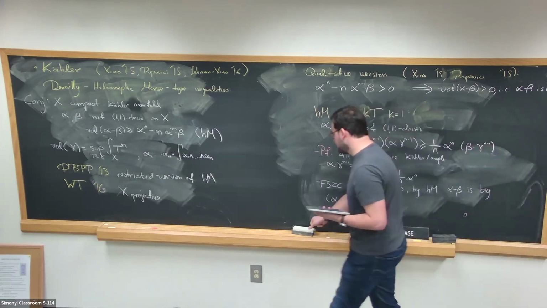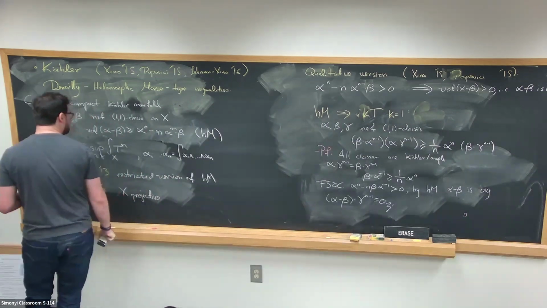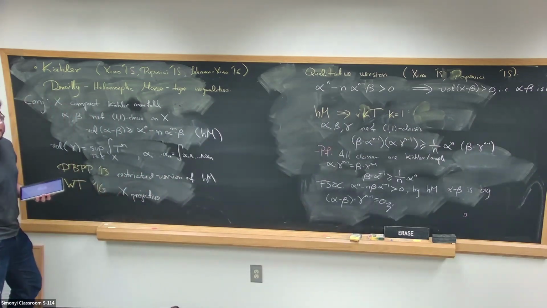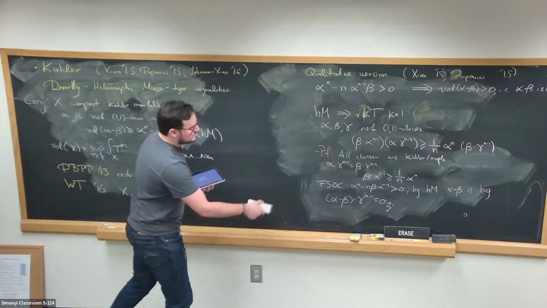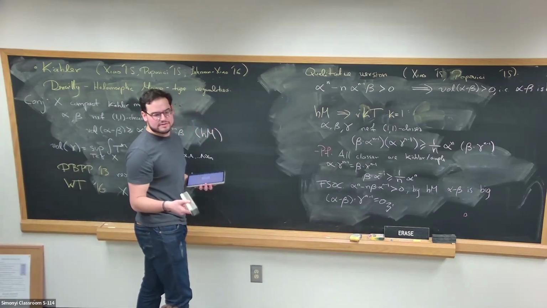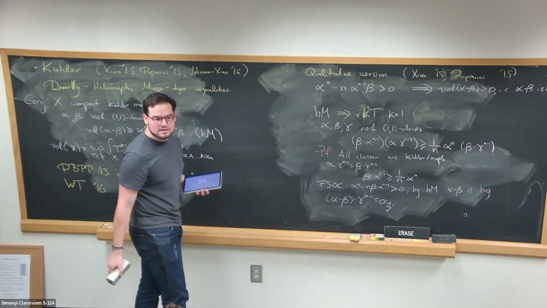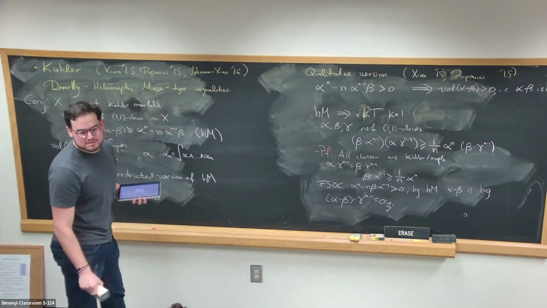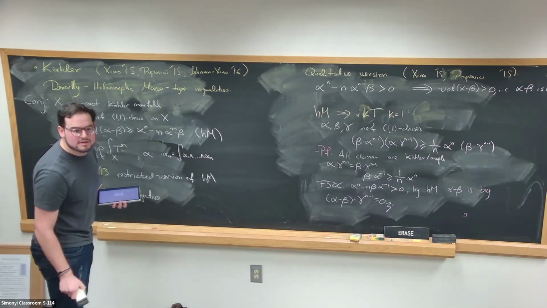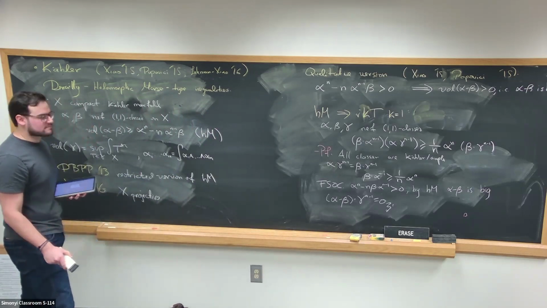So this is what they observe. To go to the nef case, since the nef cone is the closure of the Kähler classes, you just get the inequality by continuity.